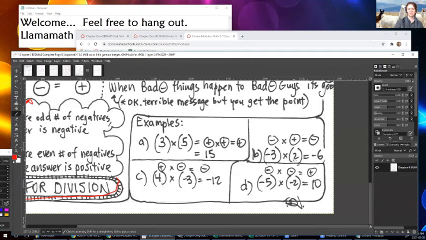Here we go, minus 3 times 2. There's 1 negative, and the 1 negative means that it's an odd number, so the answer is going to be negative. And then you just do the multiplication regular. Here's another one, 4 times minus 3. There's 1 negative in there, which is odd, so the answer is going to be negative. And the last one is 2 negatives, which is an even number, so the answer is going to be positive. Bad things happen to bad guys, so it's good, which is a terrible example. All right, let's look and see what we got.